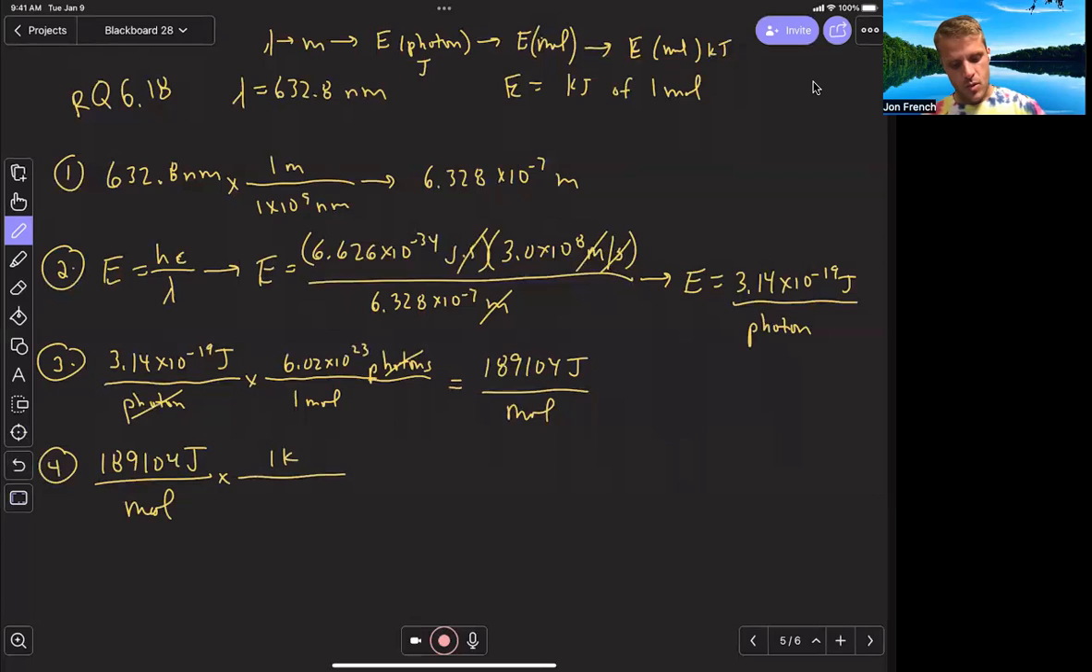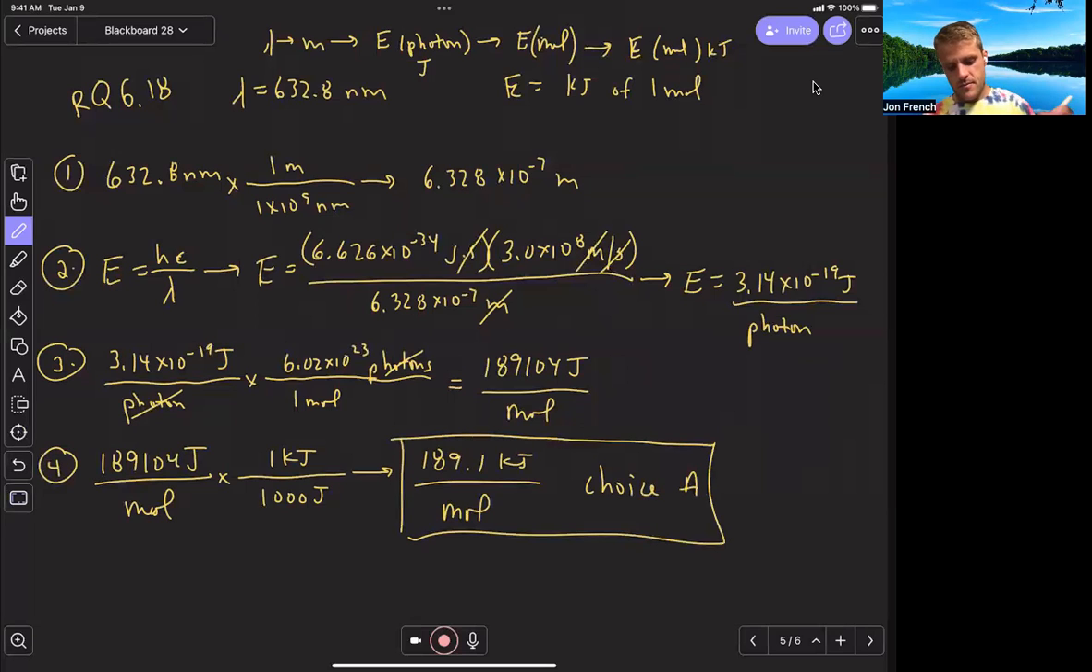Well, in 1 kilojoule, we've got 1,000 joules. So we divide by 1,000 to get about 189.1 kilojoules per mole. So I would say, right, choice A for that question.